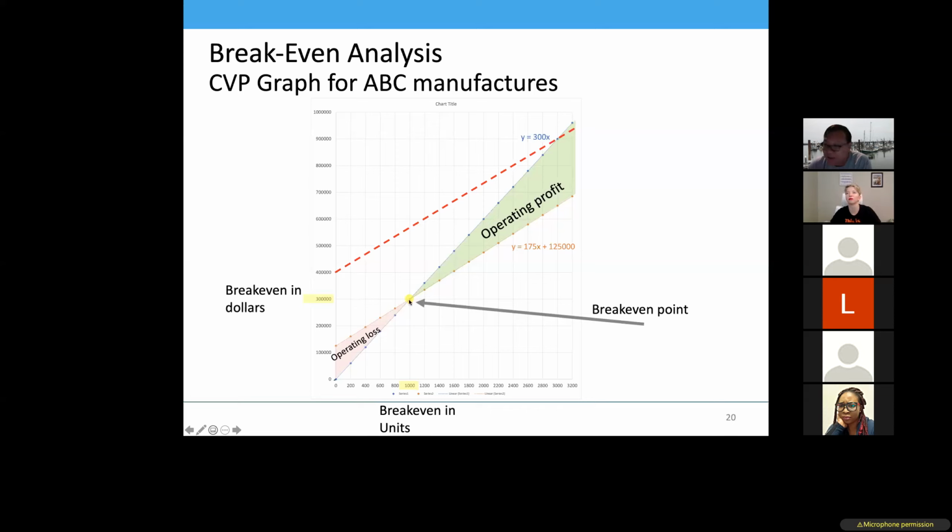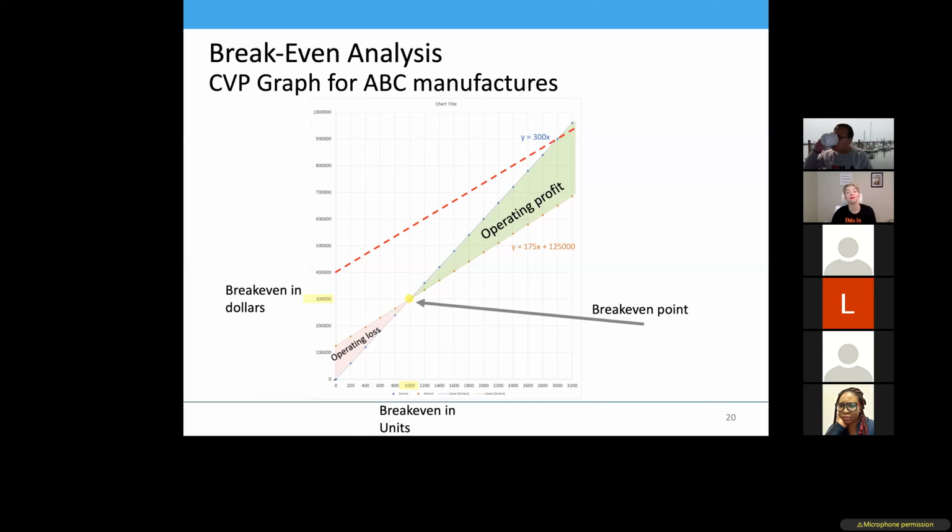As soon as you pass the break-even point and you start producing more, the more you produce, the more money you make. You can see the vertical distance between the two lines. And if you didn't make it to the break-even point, take a look at this reddish shaded area. This would be your operating loss. Does this picture make sense?